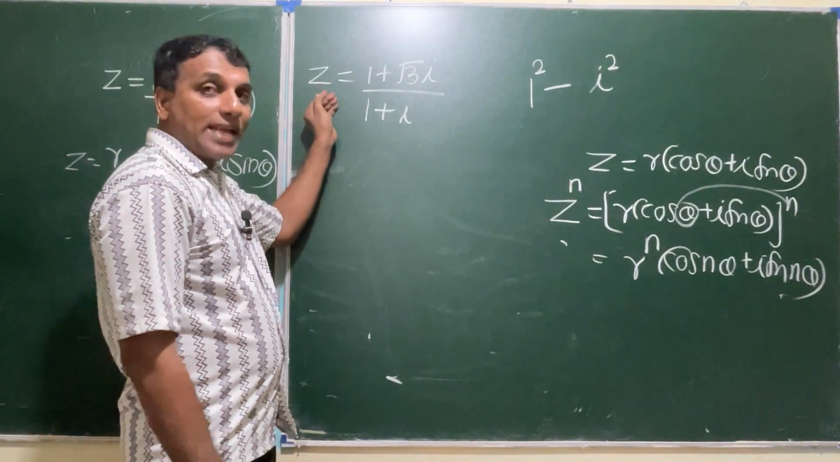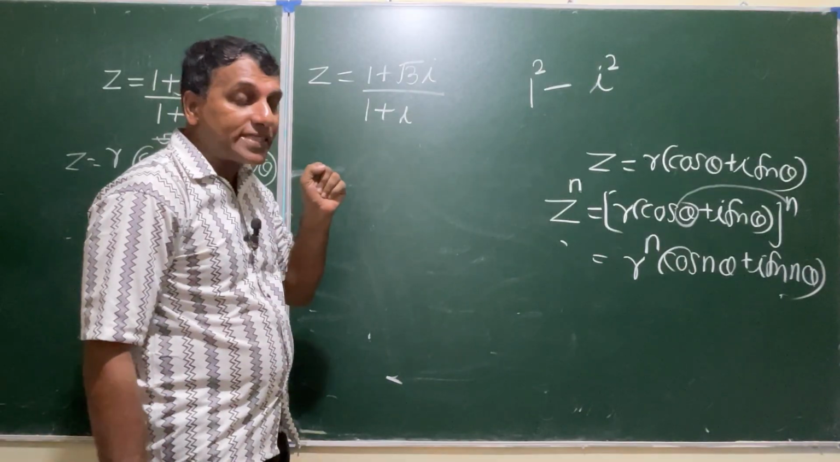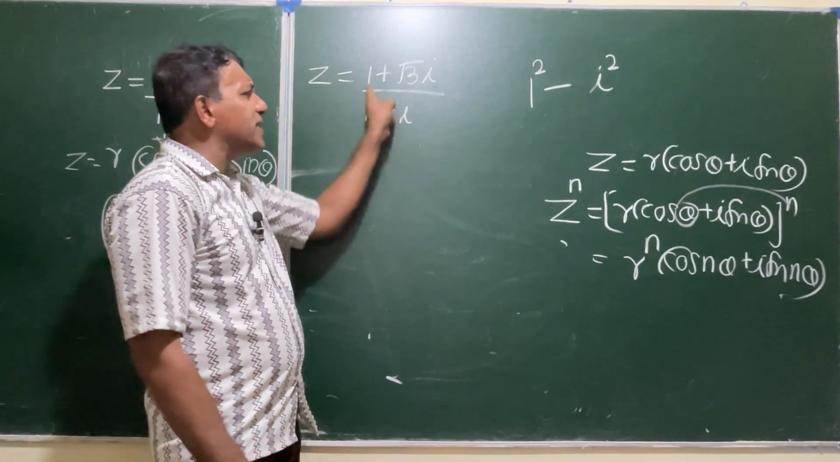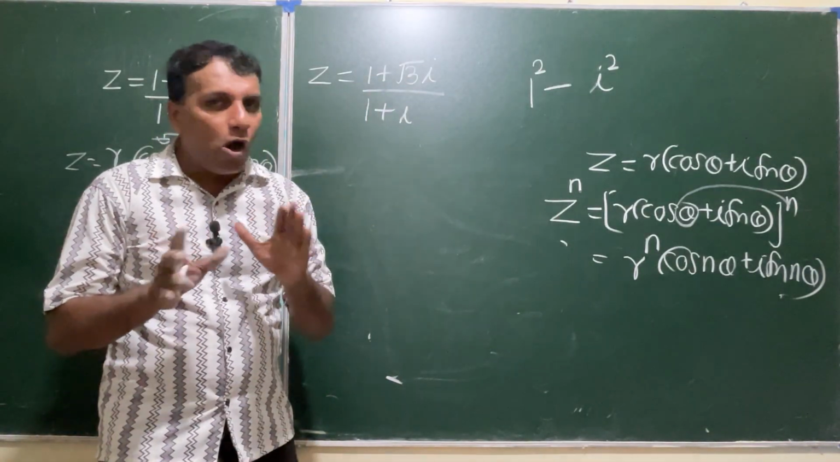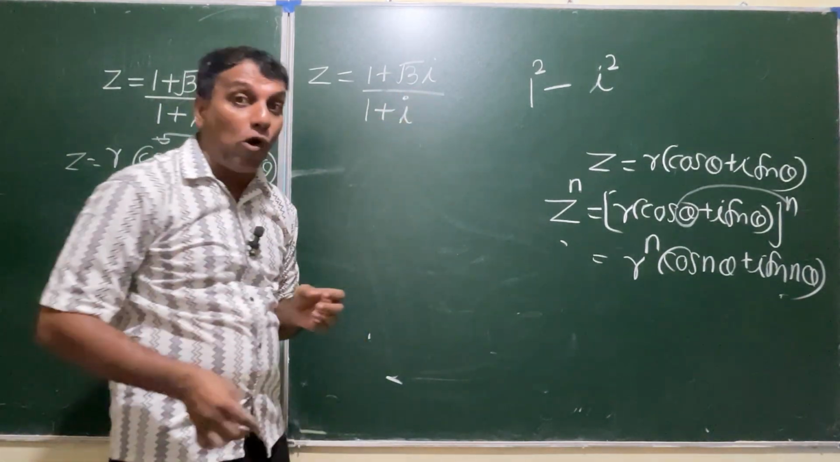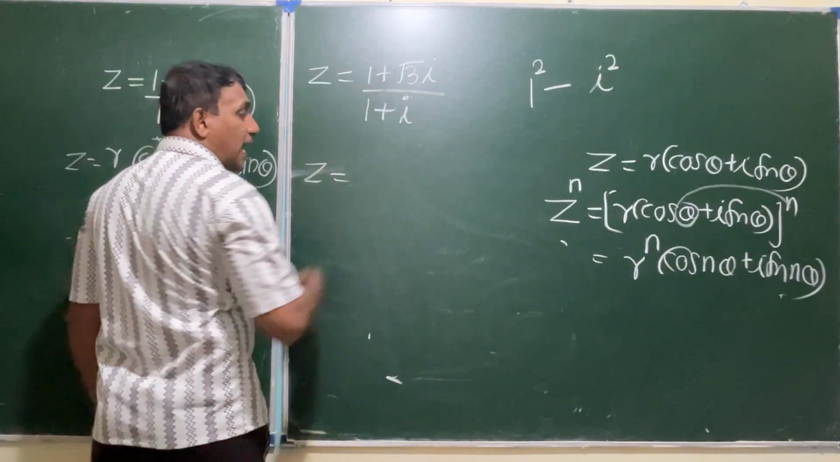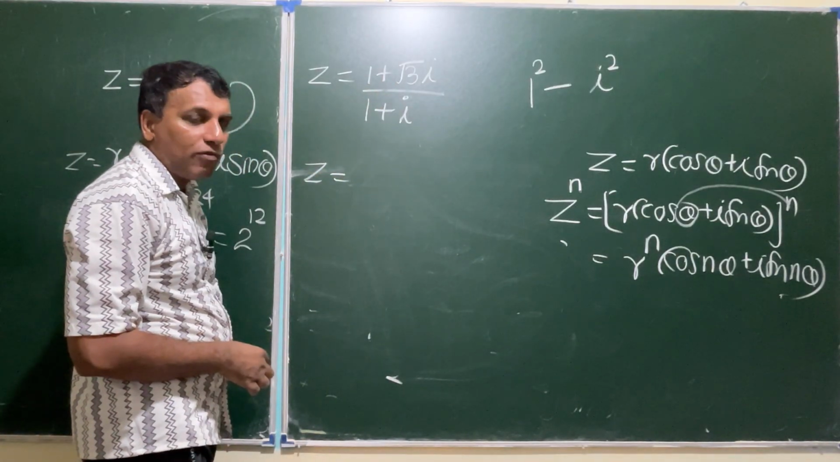The numerator is a complex number, and the denominator is a complex number. Then why don't you convert each part separately to trigonometric form or polar form? This also is trigonometric or polar form, right? How do we convert the x plus iy format to polar form?